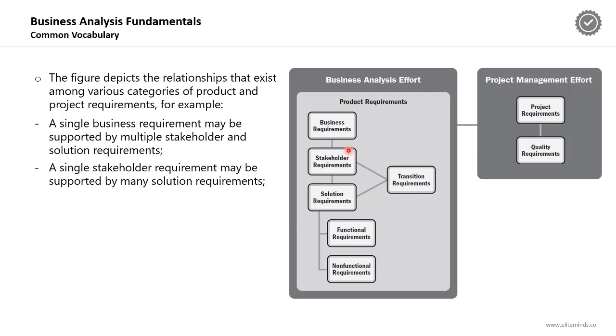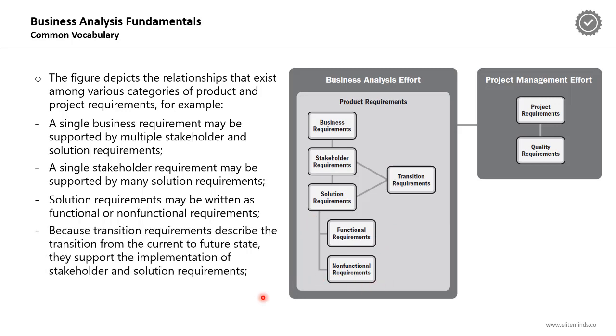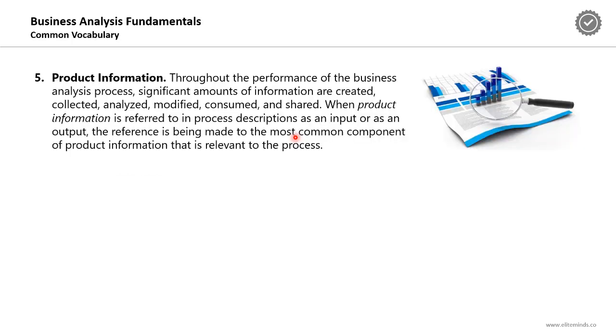A single stakeholder requirement may be supported by many solution requirements, and solution requirements may be written as functional if they are related to the product itself, or non-functional if they are related to the environment of the product. Because transition requirements describe the transition from the current to future state, they support the implementation of the stakeholder and solution requirements. Usually transition requirements have nothing to do with the business requirements.